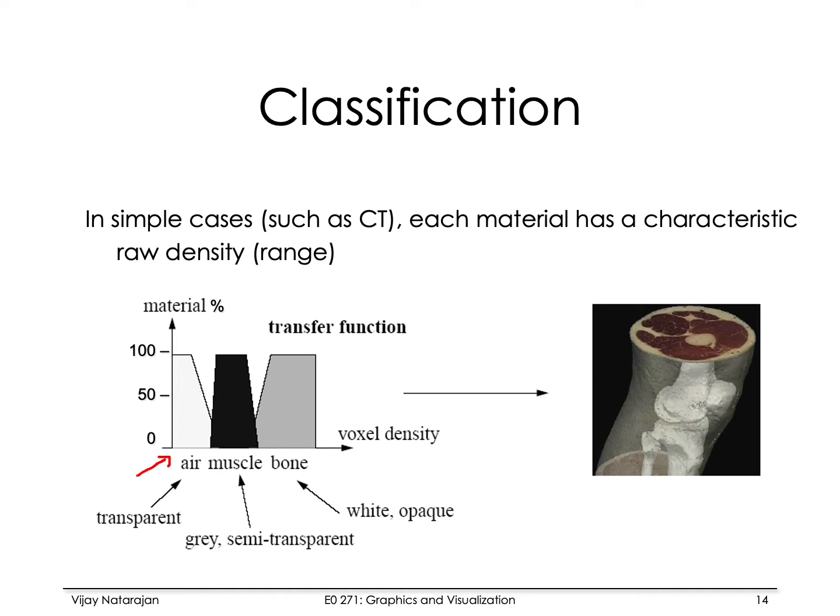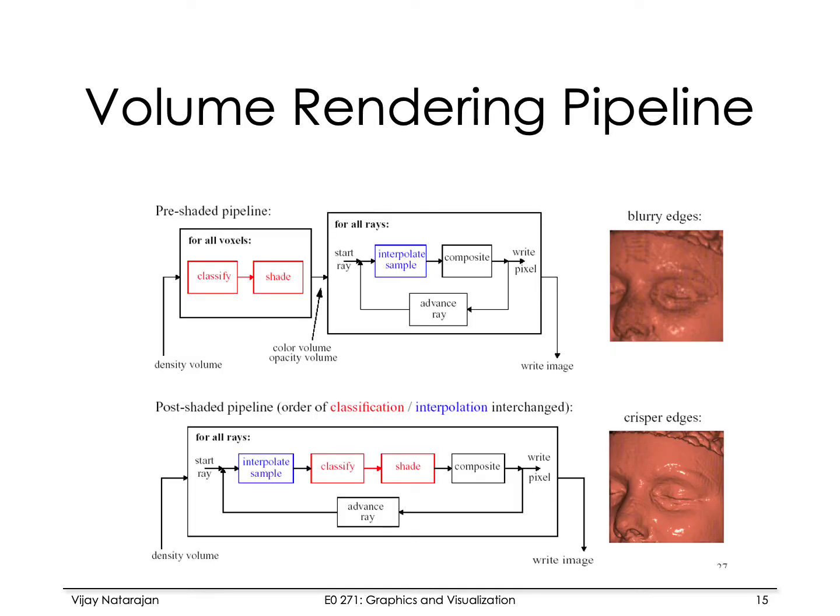Medium values could correspond to muscle and higher values may correspond to bone. Assigning different opacities and color to the three ranges would result in a volume rendering as we see on the right. So for example, the bone gets white and opaque values and hence shows up very clearly through the transparent air and the gray and semi-transparent skin or muscle. So here is a generic volume rendering pipeline.